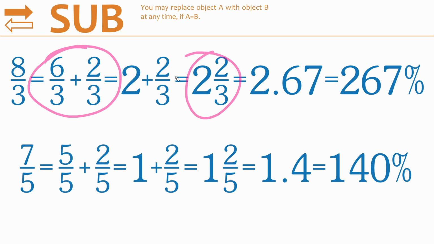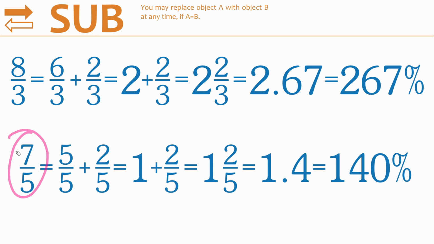That's substitution, because object A over here equals object B over here. So I can take A out and I can put B in, and the problem still works because the value never changed. Only the look. So we're fine.